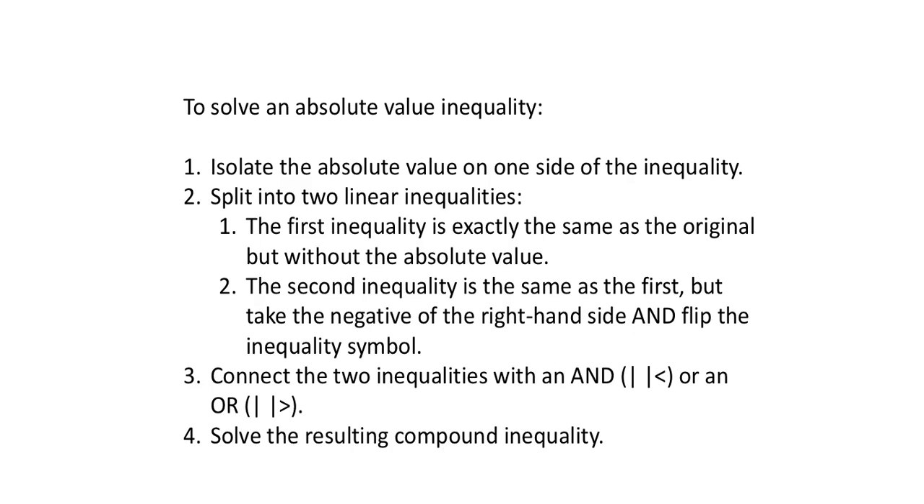So to solve an absolute value inequality, isolate the absolute value on one side of the inequality first, just like you would do if it was an equation. The second step, split it into two linear inequalities. The first inequality is exactly the same as the original, but without the absolute value, just like equations. The second inequality is the same as the first, but take the negative of the right-hand side, just like equations, and also flip the inequality symbol. Then you need to connect the two inequalities with either an and or an or. So as I mentioned, if it's a less than, you're going to make it an and. If it's a greater than, you make it an or. And then you solve the resulting compound inequality.